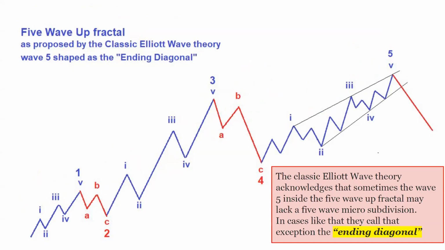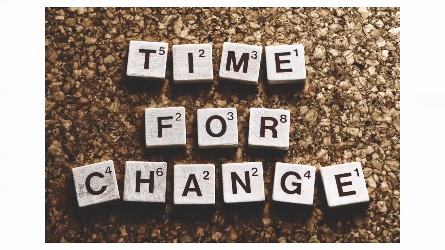To give you an example of what the Harmonic Elliott Wave theory is and what the main modification is, think of those two structures. For example, that ending diagonal, when every wave is composed of ABC. And this is exactly the main modification of the Harmonic Elliott Wave theory. So that's the time for change.